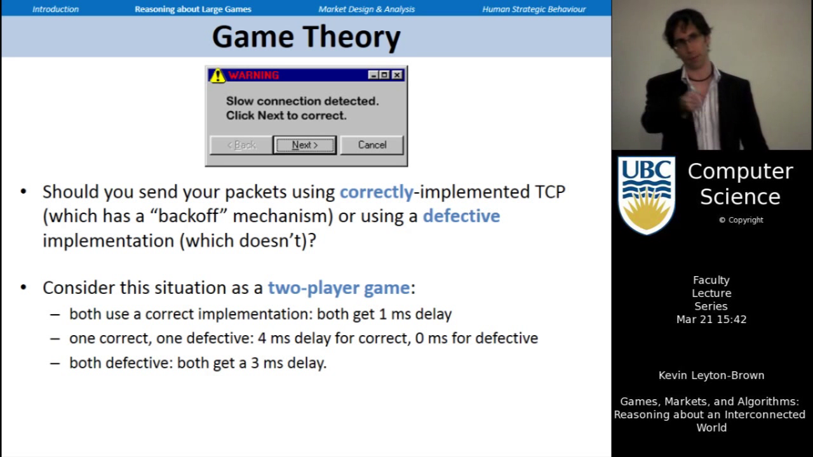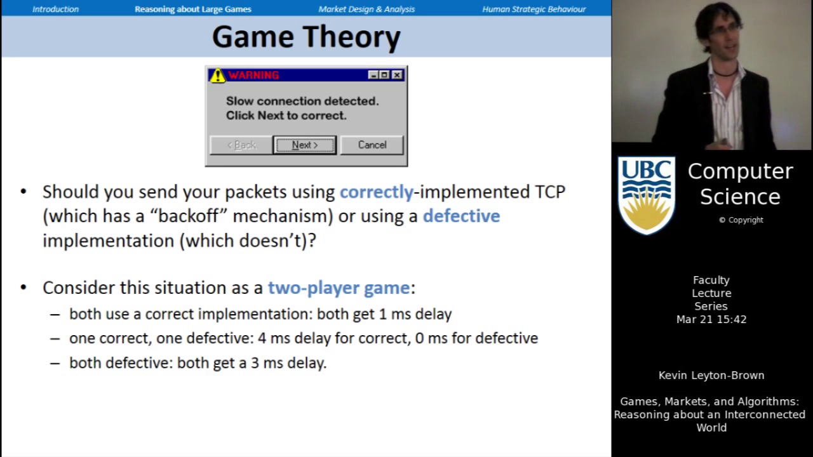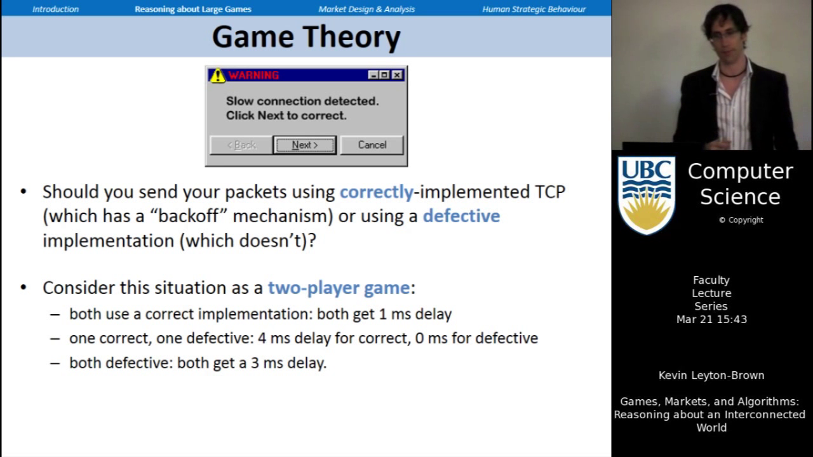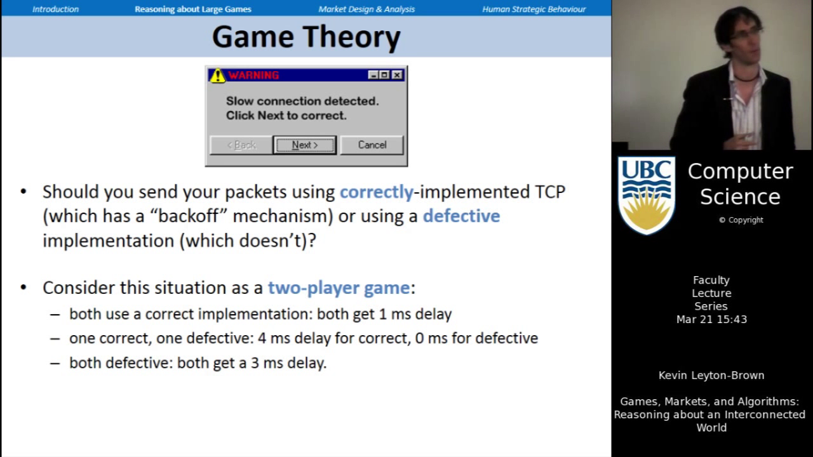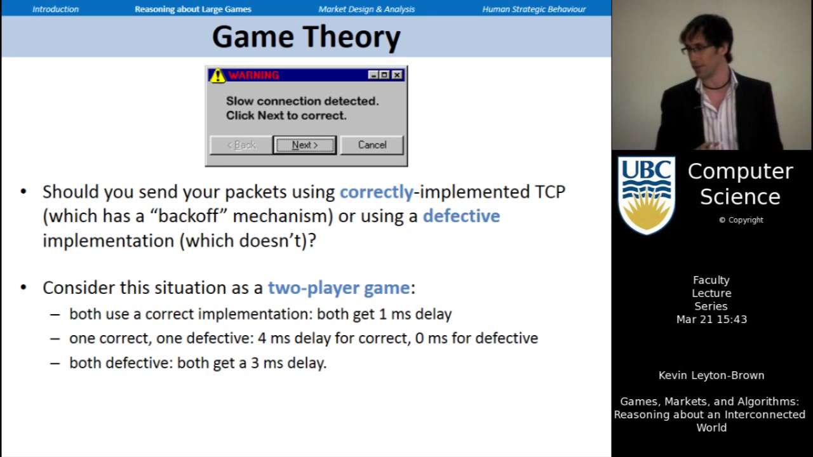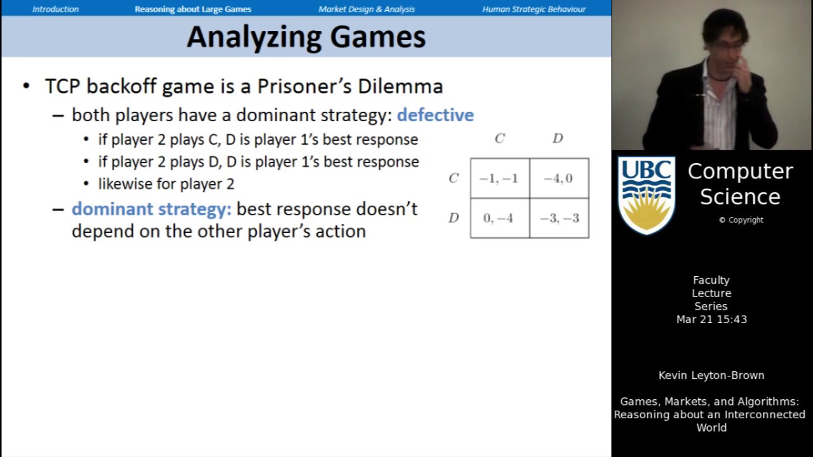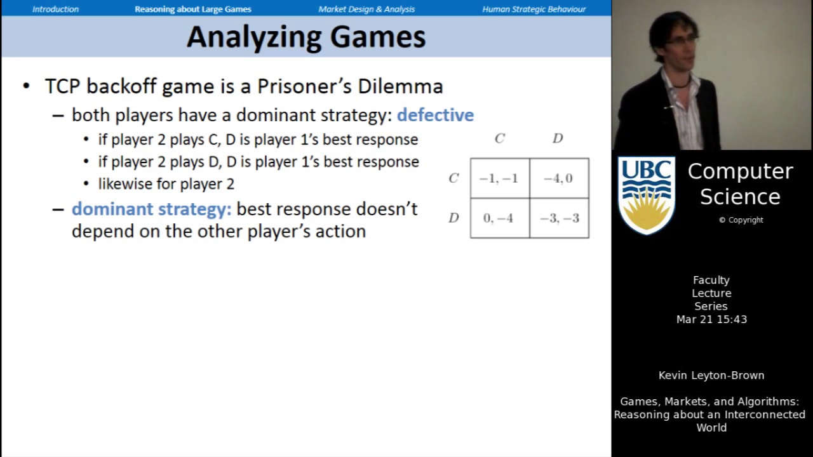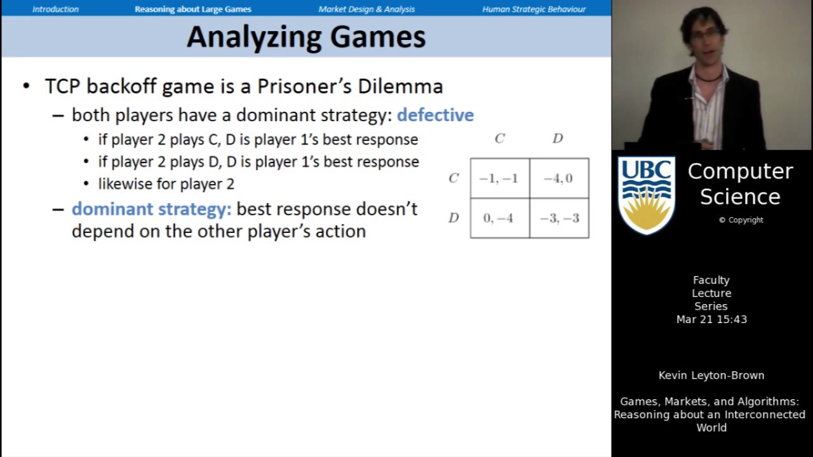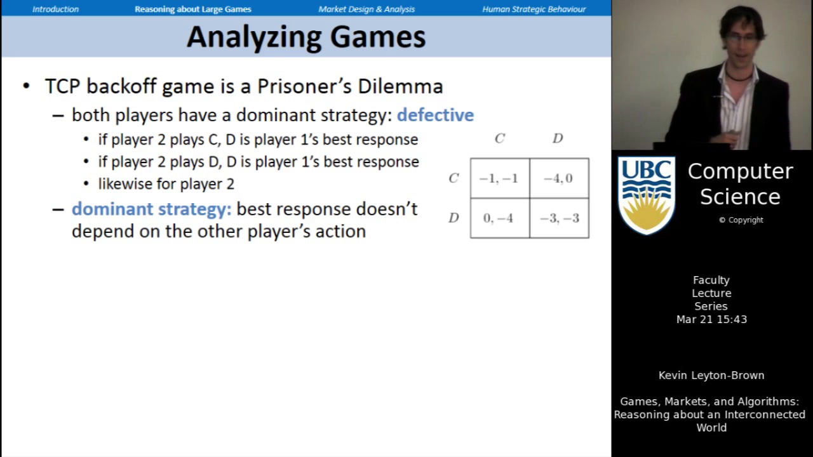It gets hard to get packets all the way through from source to destination, and everyone is worse off. And so let's say if both people use the defective implementation, we end up with a delay of 3 milliseconds for both people. So I can write this as a game matrix, as you see here. This is sort of the canonical way of writing down games like this. It's called the normal form of a game.